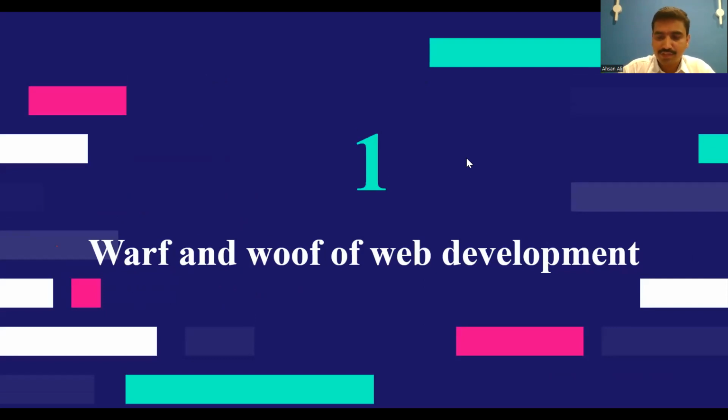So there are three things which are interconnected: the website, the web developer, and the web development. So what things are interconnected with web development? Before going into this subject, we have slightly touched on the website and the types of website.